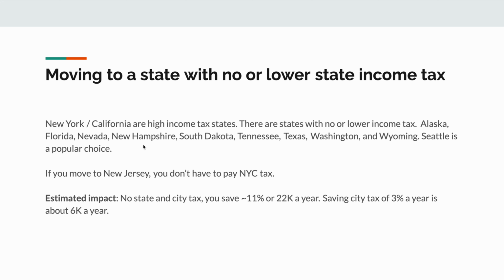So that's one option. You could also move to New Jersey if you live in New York City, for example, and then you won't have to pay the New York City tax. So let's assume that you move to Seattle. With no state and city tax, you're saving about 11% or $22,000 a year, which is a lot of money. And then if you decide that you want to move to New Jersey, you're going to save about 3% on the city tax, and that's going to be $6,000 a year.